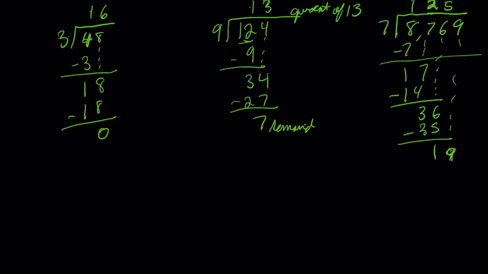7 goes into 19 twice. 2 times 7 is 14. My remainder is 5. So 7 fits into 8,769 1,252 times with 5 as the remainder. So that was a little refresher of long division. You're going to use this iterative process to divide polynomials in the next section.